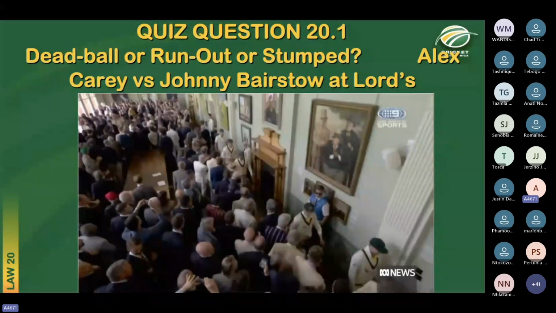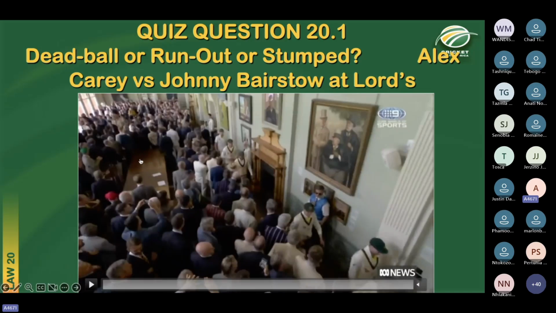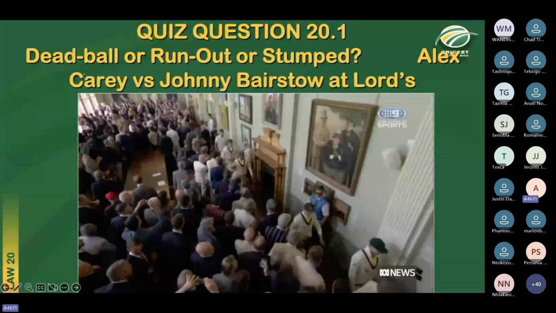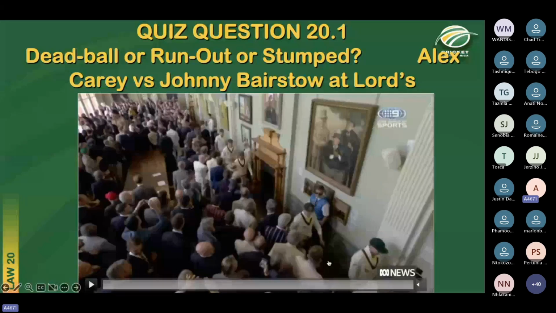So we're going to watch a very infamous incident that happened at the Ashes Test match at Lords in 2023. Was this a dead ball? Had the ball finally settled in the wicketkeeper's hands? Or was Johnny Bairstow out, run out? Or was Johnny Bairstow out, stumped? Let's have a look at the video, and you need to type into the chat box 20.1 dead ball, or 20.1 run out, or 20.1 stumped? We'll go through the answers after I've gone through the presentation.